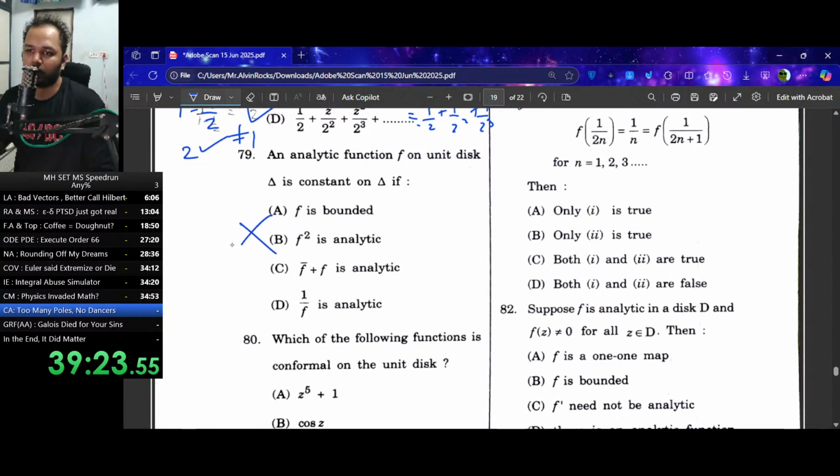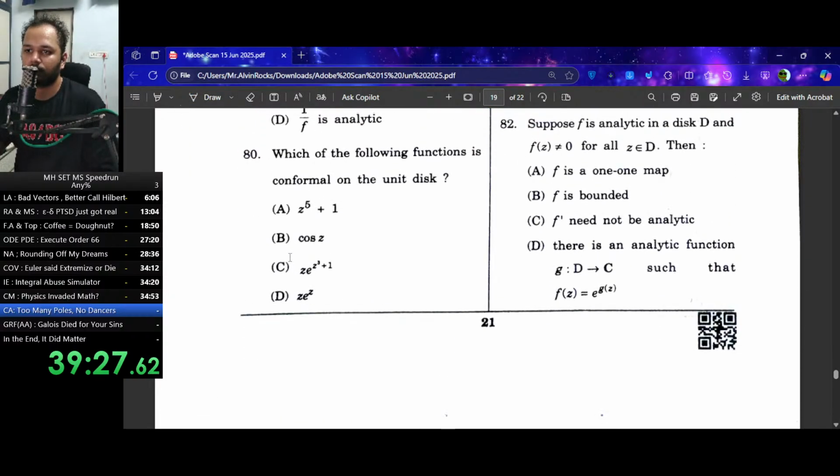No idea over this one. Conformal will mean that the derivative of f(z) is not equal to 0, therefore this is wrong, this is wrong, this is wrong, this is correct.